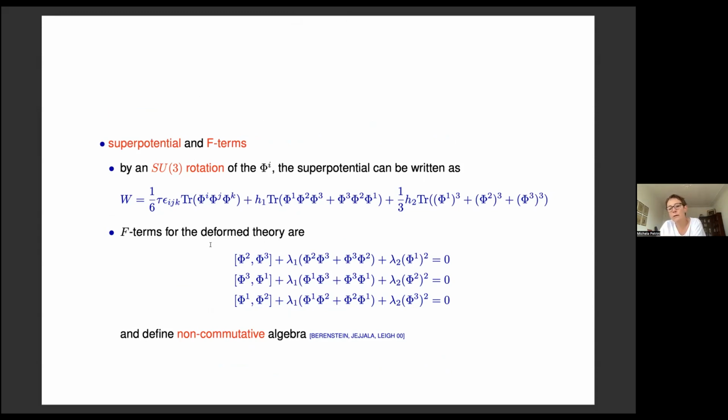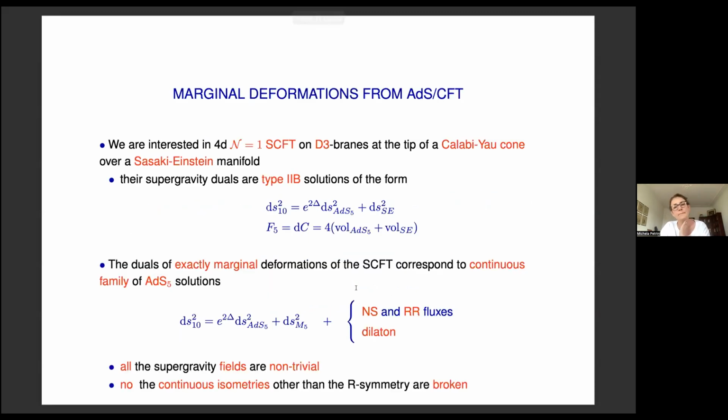If we now compute the F-terms, the F-terms are non-trivial, and the fields now satisfy a non-commutative algebra, so the chiral ring relations will be more complicated. So now the idea is to see how we can translate this picture on the gravity side of the correspondence.